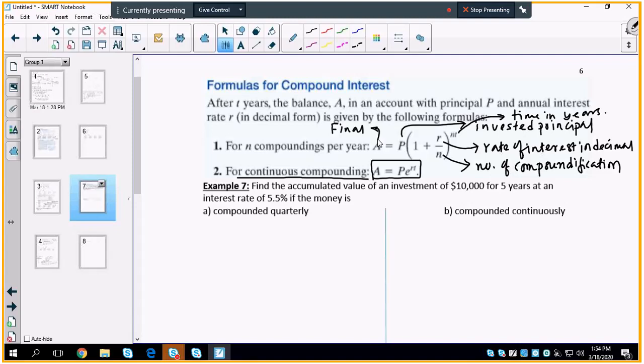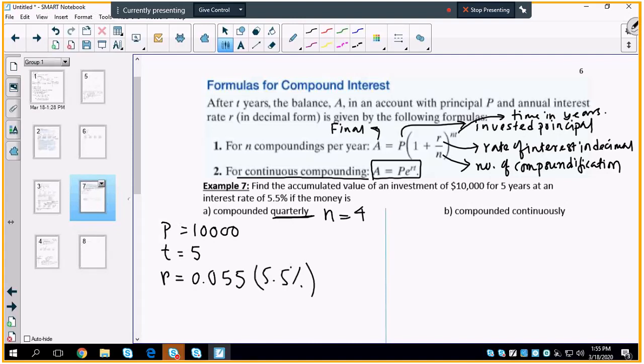Find the accumulated value of an investment of $10,000 for 5 years at a rate of interest of 5.5% if the money is compounded quarterly versus continuously. So what is compounded quarterly? That means per year you are getting interest 4 times. So N is 4. What is the principal invested? It's $10,000, so P is 10,000. Time you have invested is 5 years, and the rate of interest is given to be 5.5%, which I'm going to change to decimal, and it will be 0.055.